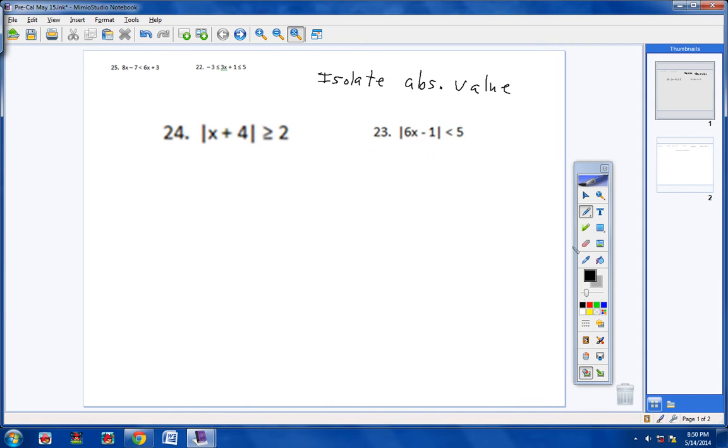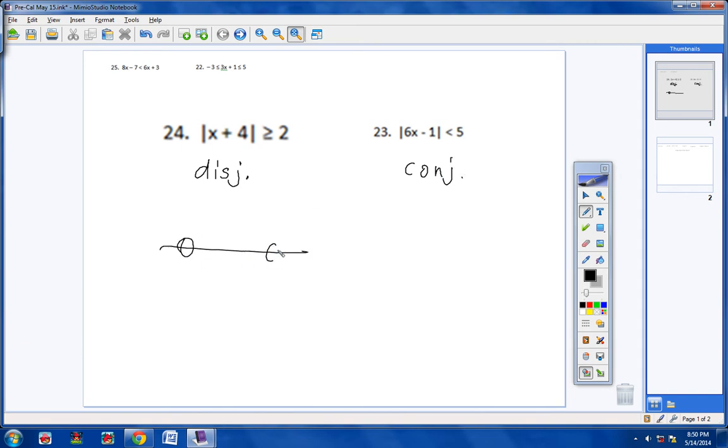Now, once you've isolated the absolute value, here's what you need to know. If you have an absolute value greater than a number, you will get out a disjunction. If you have an absolute value less than a number, you will get out a conjunction. Now remember, a disjunction is when the graph looks something like this. One goes to the right and one goes to the left. A conjunction is when you have your 2 points here and one goes this way and one goes this way, and you've got this area right in here. Okay, so please understand that.